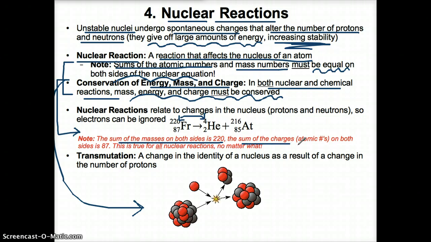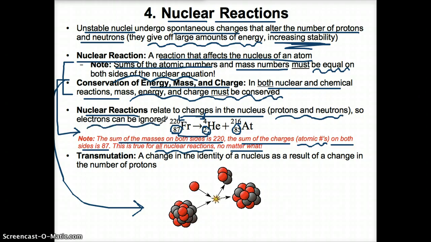Also note that the sum of the charges, or atomic numbers in the bottom left corner, for each of these elements on both sides is also the same, which is 87, because you have 87 on the reactant side here. And on the product side, you have 2 from He plus 85 for the atomic number of At, which gives you 87 on both sides. So the sum of the masses and charges must be the same on both sides for all nuclear reactions no matter what, because that's true for all chemical equations as well. Now nuclear reactions relate to changes in the nucleus, either the protons, the neutrons, or both. So electrons can largely be ignored. Do electrons sometimes change? Maybe, but not as often as protons and neutrons do in nuclear chemistry.